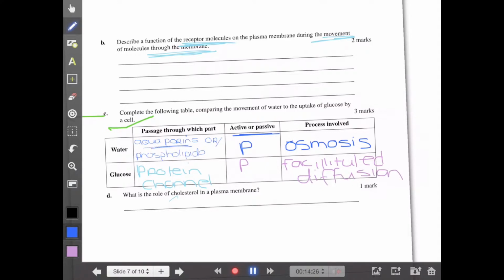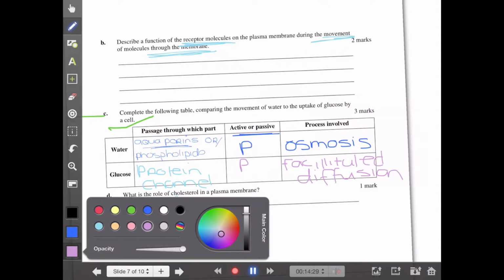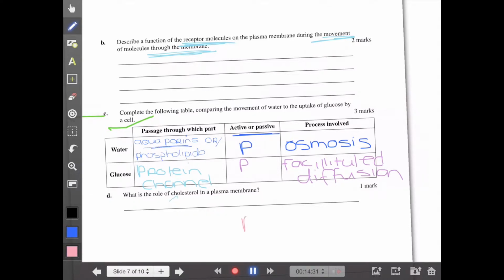If, however, let's change colour just so we can see that this is a difference. If it's active, and I'm just going to write it down here, we would refer to this as active transport. This is a really big common misconception that students get wrong. They think that active transport and facilitated transport are the same thing because they're using the protein channel. Facilitated diffusion is when it's going with the concentration gradient, so it's going to go from a high to a low. When we're using active, it's going against the concentration gradient.